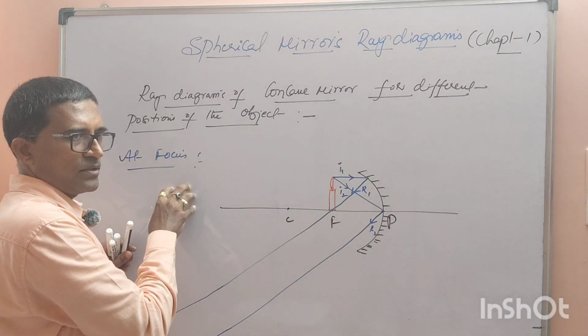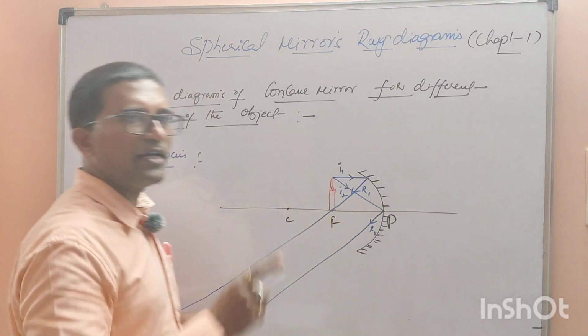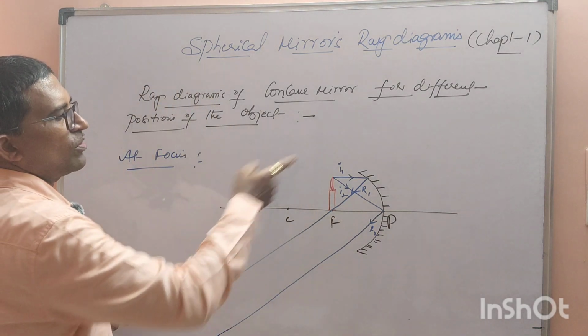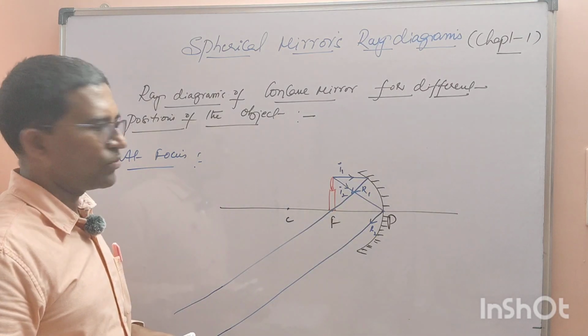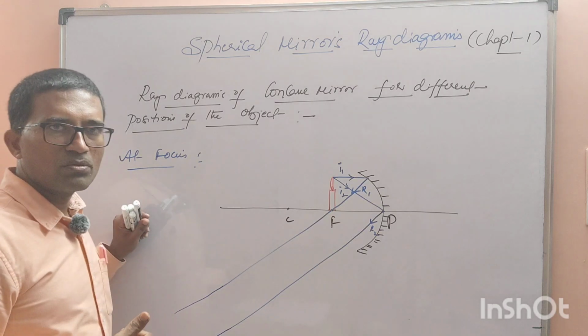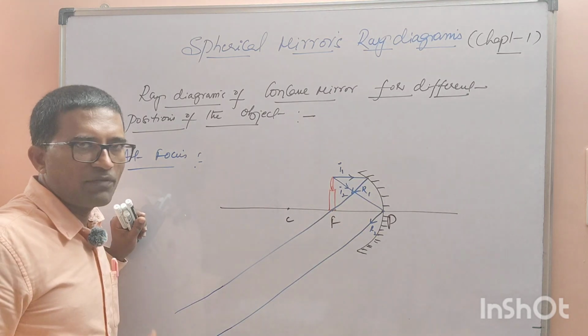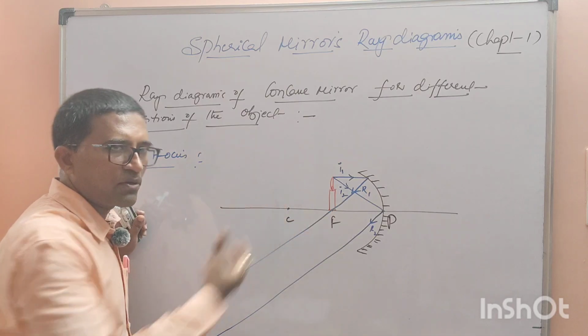Now one more way is there, that is, a ray coming from the object and passing through the center of curvature. There is also one technique there, and I will show that also. According to the students' point of view also, they will understand more easily if you follow this particular method.